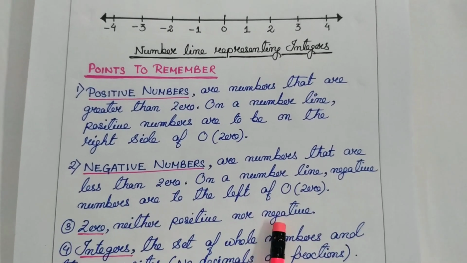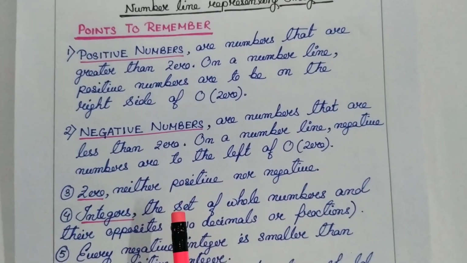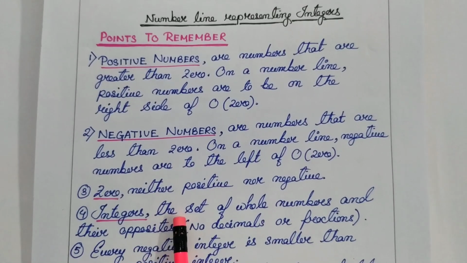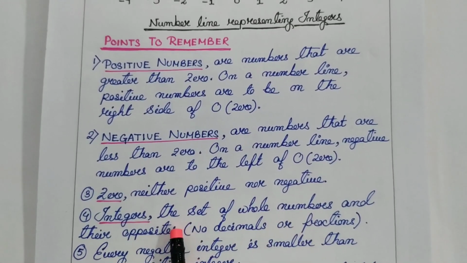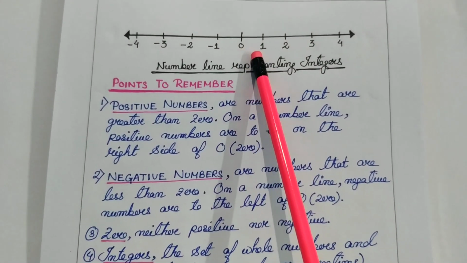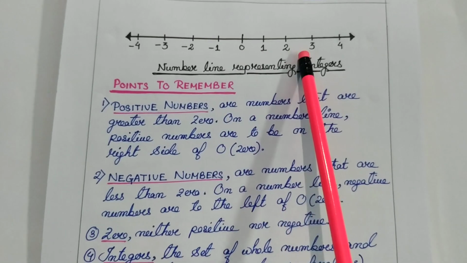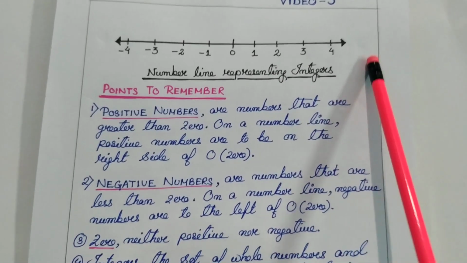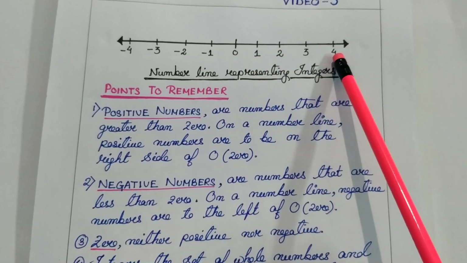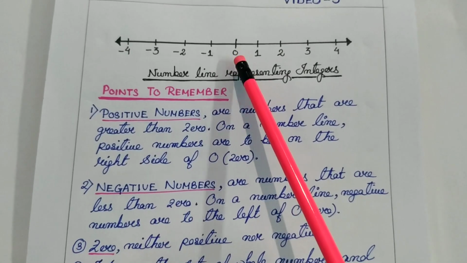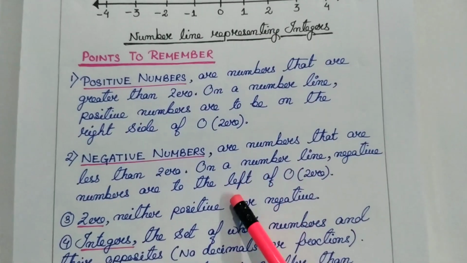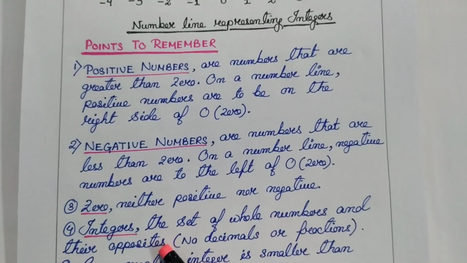And this point is already discussed earlier, isn't it? Next, integers. What are integers? This one you already discussed. The set of whole numbers and their opposites. Now whole numbers start from 0, 1, 2, and continue till infinity. So an integer is shown in a number line. Integers consist of whole numbers, positive numbers and negative numbers.